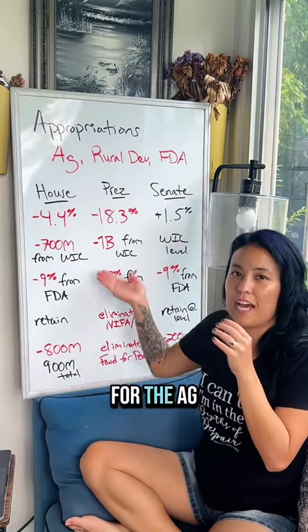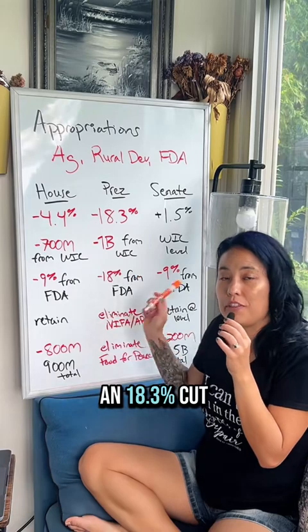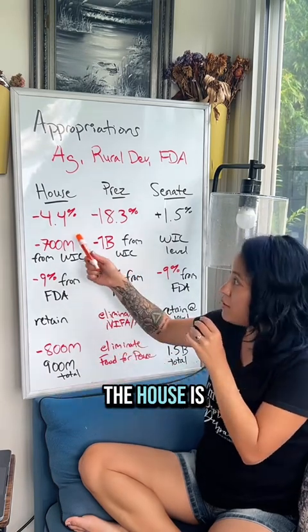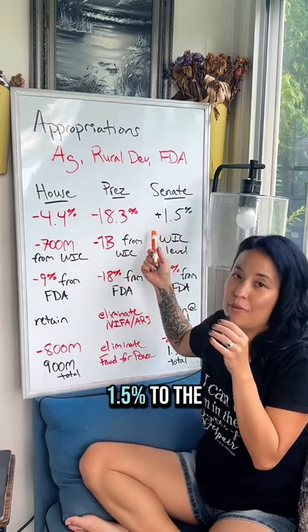All right, so now for the Ag bill, which also includes rural development and FDA. Little things, you know. The president requested an 18.3% cut to this cabinet department. Both chambers went, that's not happening. The House is only cutting it by 4.4%. The Senate, in comparison, is actually adding 1.5% to the top line.